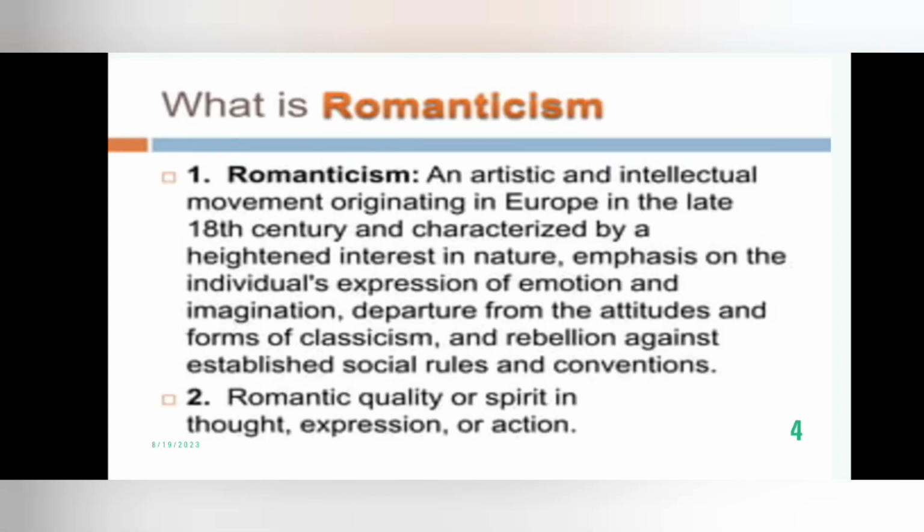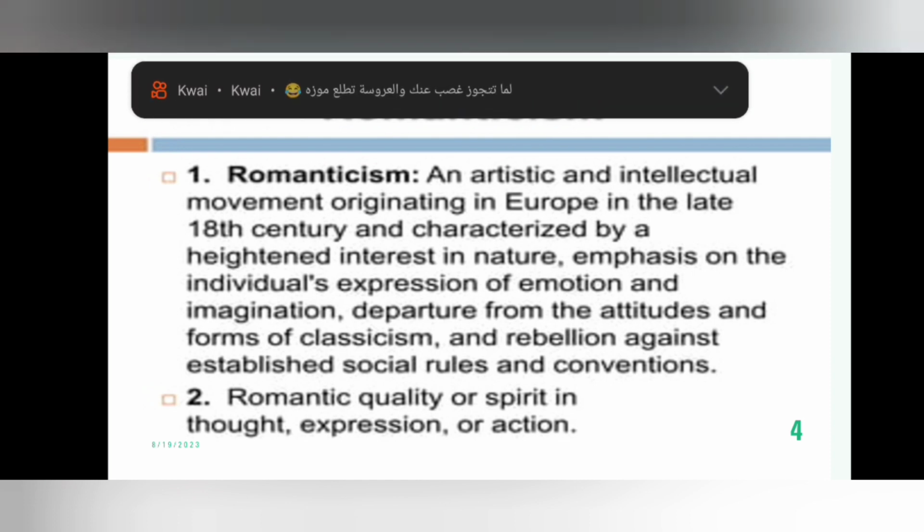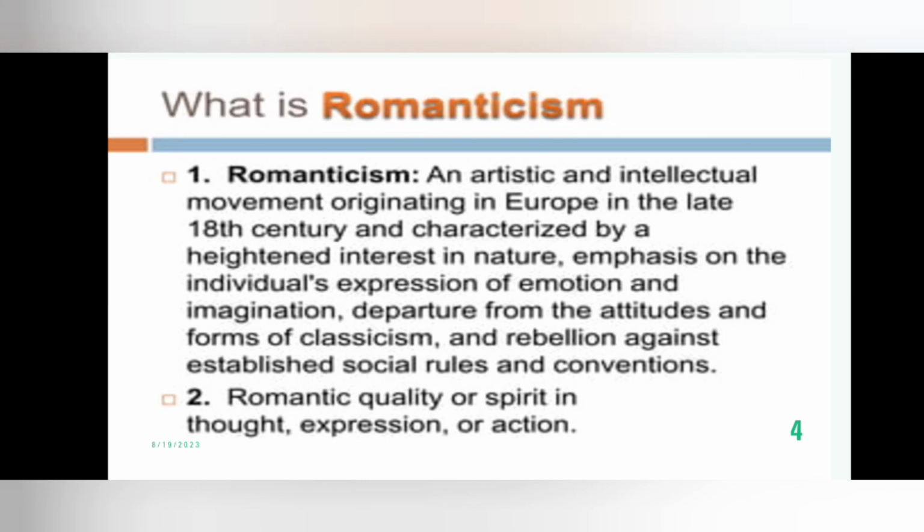So viewers, the romantic period in English literature spanned roughly from the late 18th century to the mid 19th century and was a transformative era that gave birth to a new way of perceiving the world, art, and the human experience. Romanticism emerged and happened in that era.